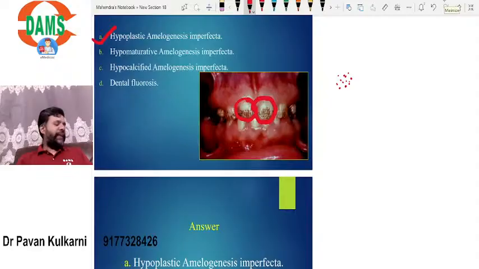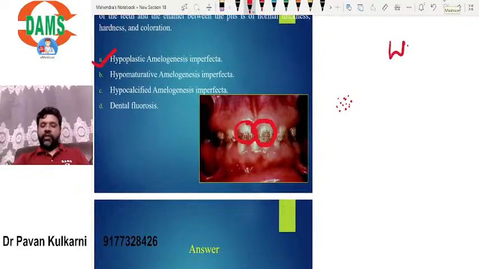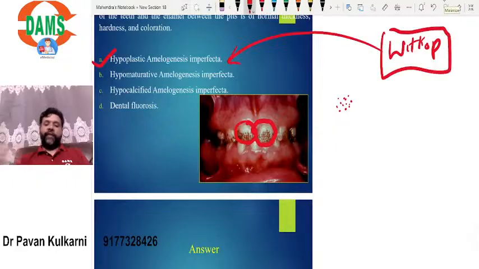This amelogenesis imperfecta is of mainly 4 types: hypoplastic, hypomaturation, hypocalcification, and hypocalcification with taurodontism. This is known as Witkop's classification. Witkop is a scientist who has classified amelogenesis imperfecta into 4 types: hypoplastic, hypomaturation, hypocalcification, and hypocalcification with taurodontism. So these are basically the 4 types.